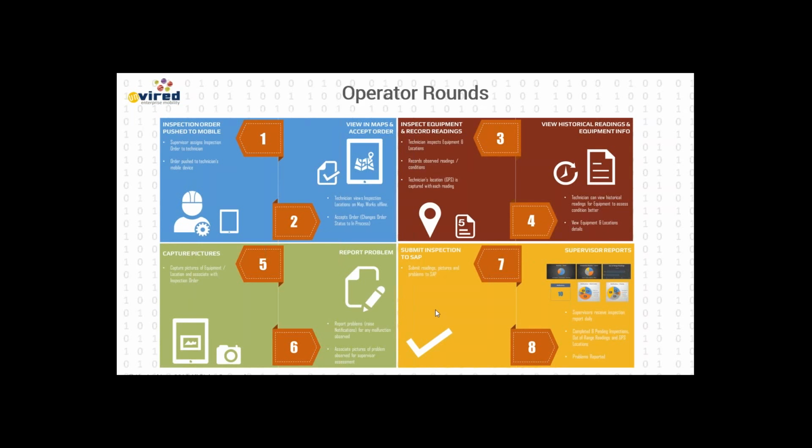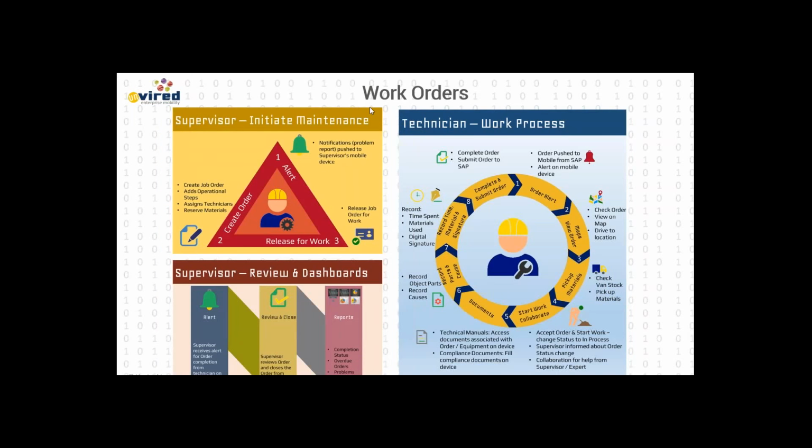The supervisor gets an alert about the submission and will be able to check what inspection was completed, what were the out of range readings, how much was the GPS anomaly, so that they will know if somebody sat in a coffee corner and filled the operator rounds. So this is about operator rounds. Next, we'll look at work orders.